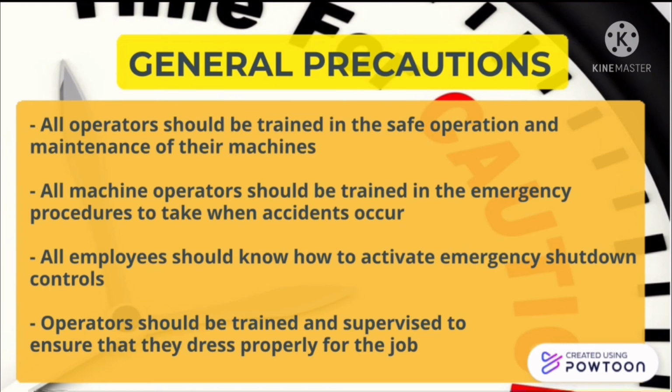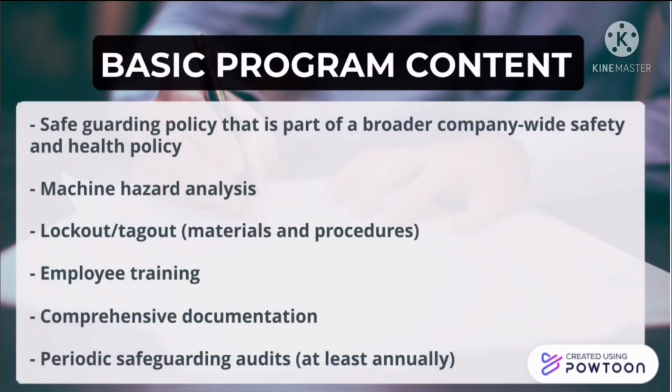And operators should be trained and supervised to ensure that they dress properly for the job. Long hair, loose clothing, neckties, rings, watches, necklaces, chains, and earrings can become caught in equipment and, in turn, pull the employee into the hazard zone. Basic program content. Machine safeguarding should be organized, systematic, and comprehensive. A company's safeguarding program should have at least the following elements.